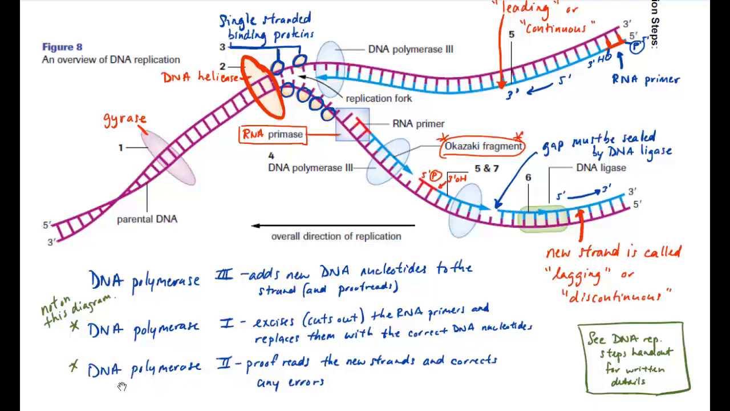Finally, you're going to have something called DNA polymerase 2, and that's going to proofread the new strands and correct any errors. DNA poly 3 has a bit of proofreading that it can do, because as it's reading the opposite nucleotide and adding things in, if it makes a mistake, it can correct it. Then as the DNA poly 1 is reading along and looking for these RNA primers, it can be reading the DNA nucleotides as well. And if it sees a mistake, it can chop it out and fix it. And then poly 2 can do the exact same thing.